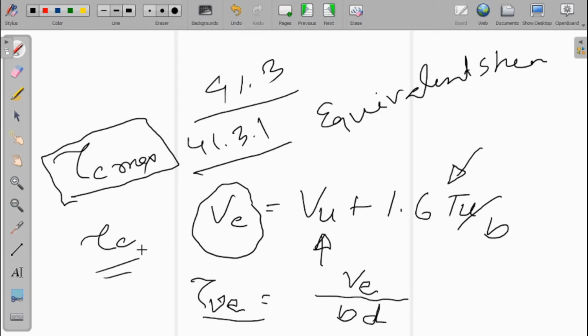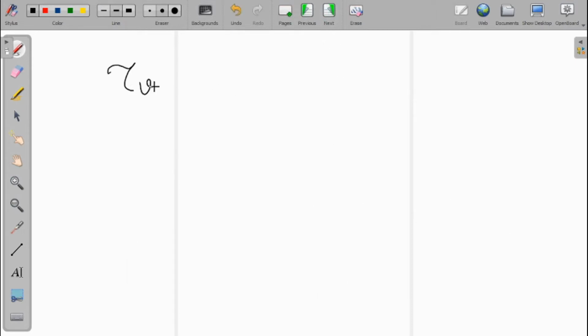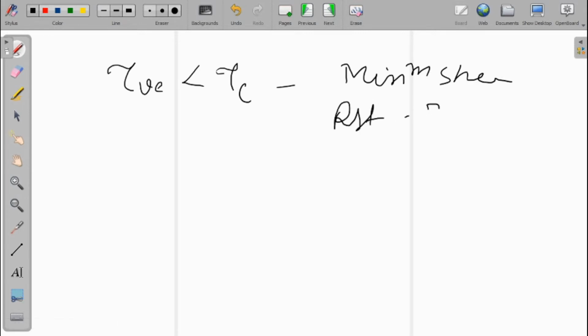Whenever tau ve is more than tau c, we have to go for design of shear reinforcement. Otherwise, we have to provide the minimum shear reinforcement. That means whenever tau ve is less than tau c, provide minimum shear reinforcement as per clause number 26.5.1.6. I will just copy that part. Or if tau ve is greater than tau c.